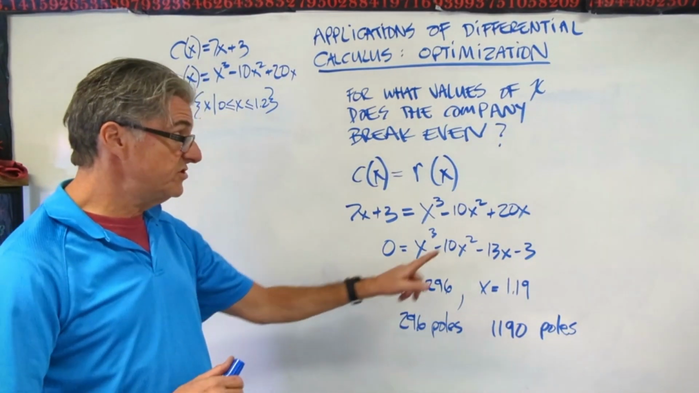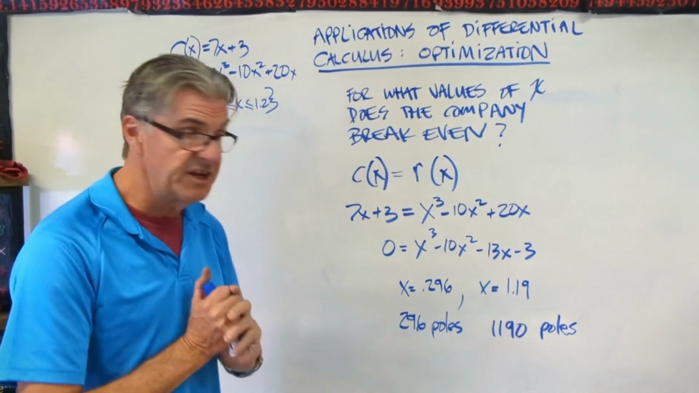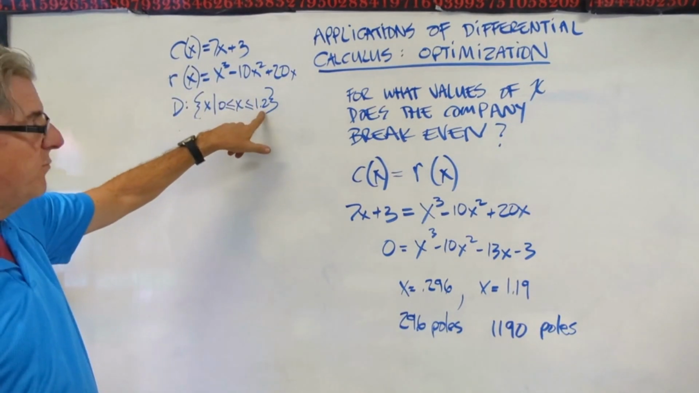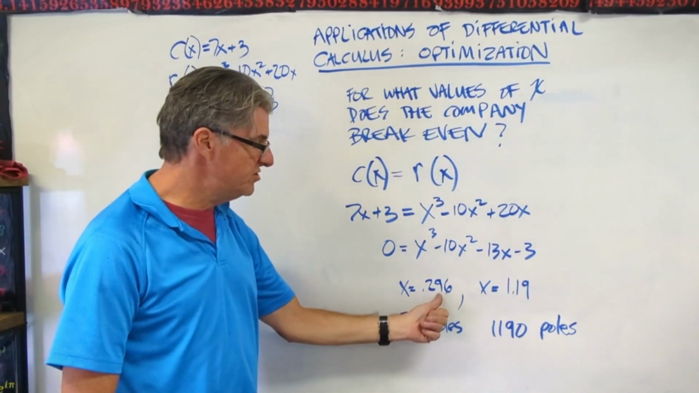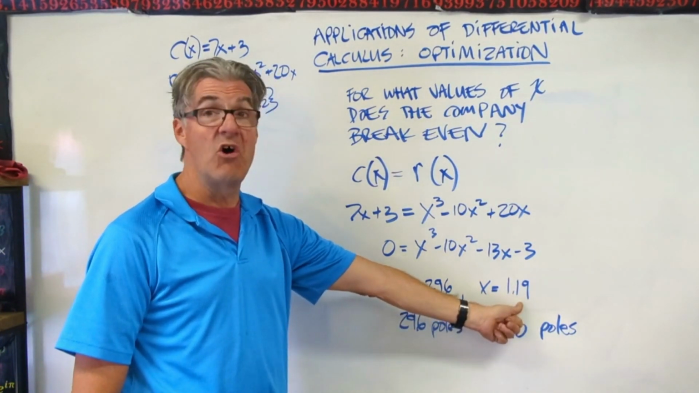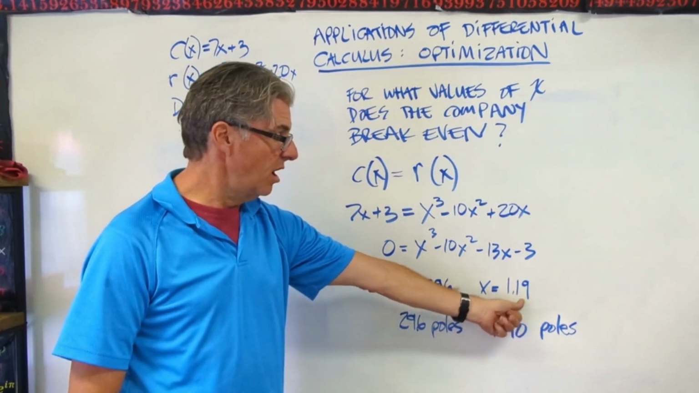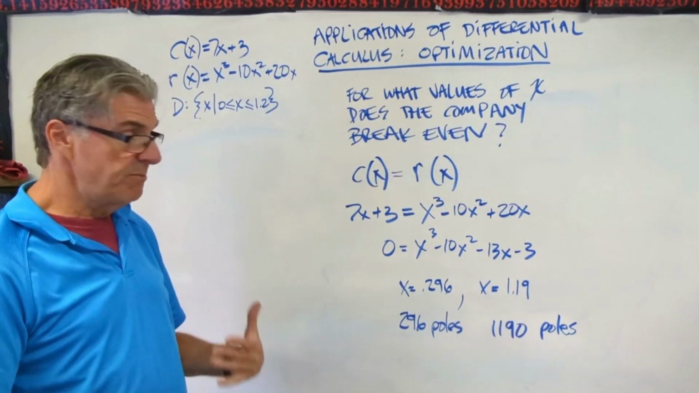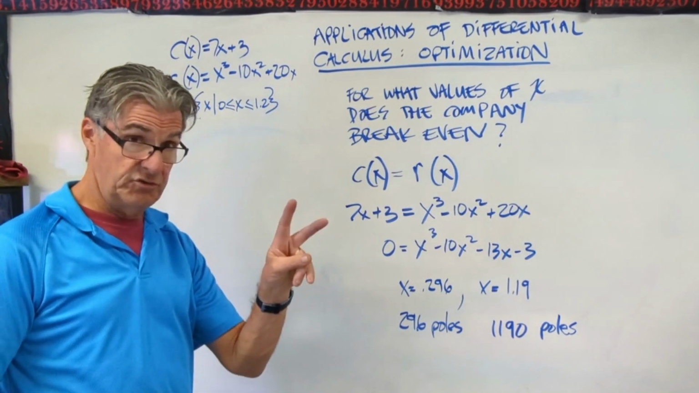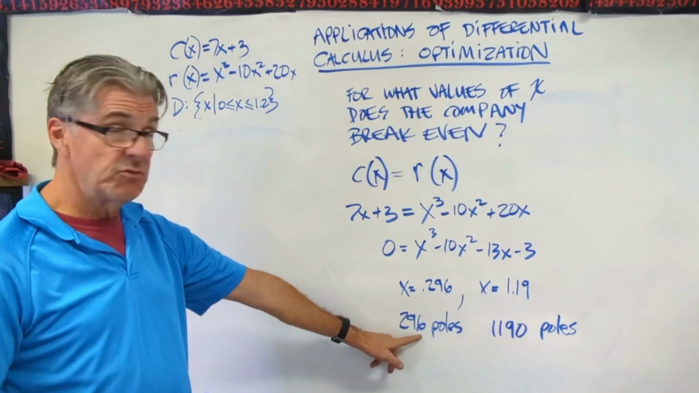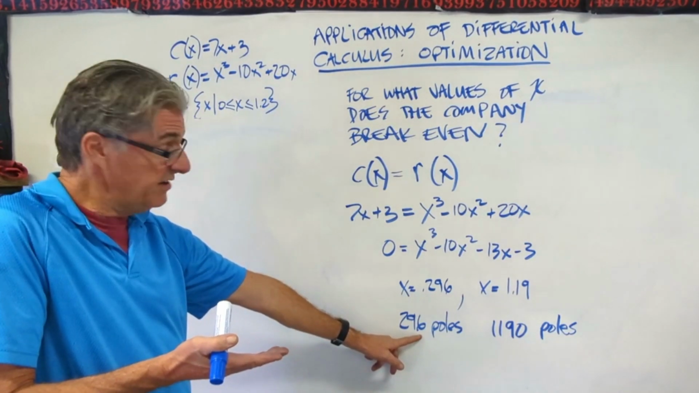There's more than just two solutions, but the two solutions we're interested in are the ones that fall within our domain of 0 to 1.2 batches. So we had 0.296 and we had 1.19. So that's just below our 1.2 batches. So the break-even points, because there's two, we're going to take a look at why that is in just a sec. We break even once we ramp up to 296.